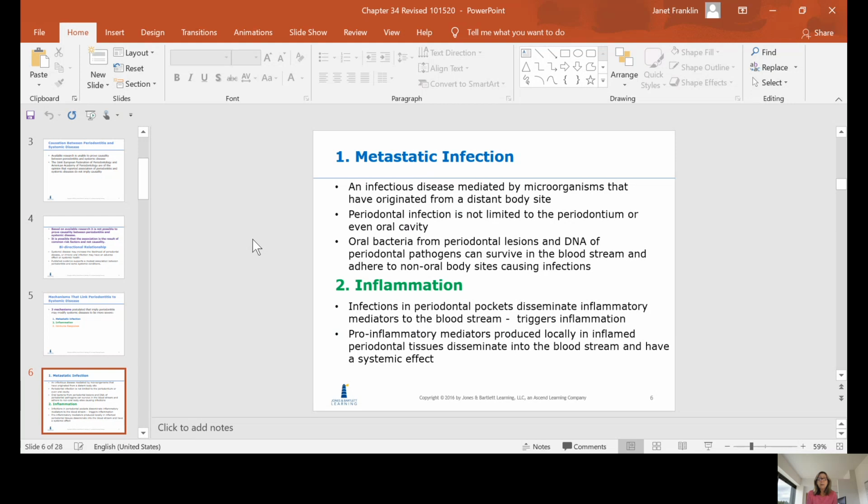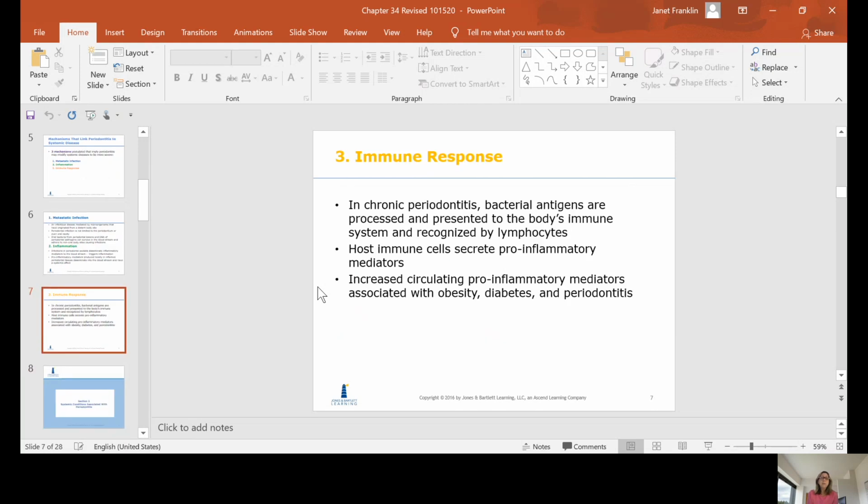Inflammation. Infections in periodontal pockets disseminate inflammatory mediators to the bloodstream and trigger inflammation. Pro-inflammatory mediators produce locally inflamed periodontal tissues, disseminate into the bloodstream, and have a systemic effect. This is one thing that they're studying a little bit more, the effect that your bacteria can have on inflammation in other parts of your body when it travels around the bloodstream. And then your immune response.